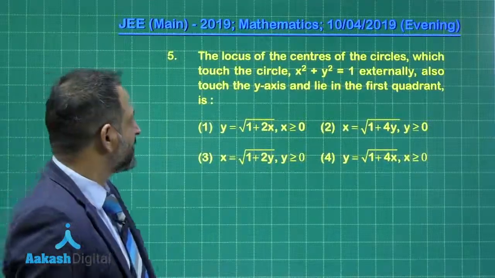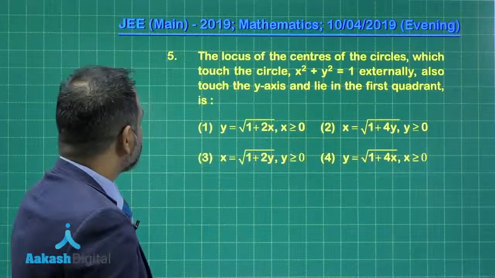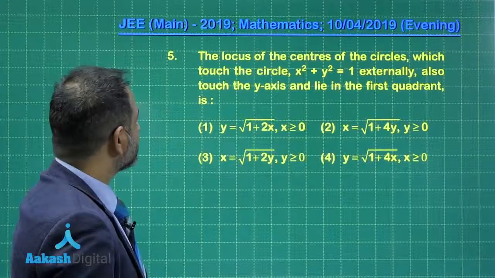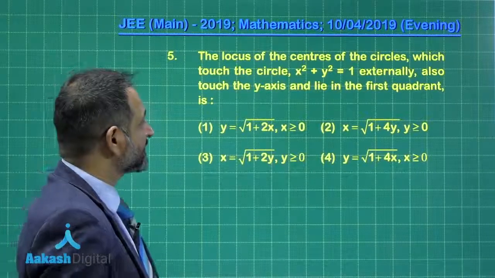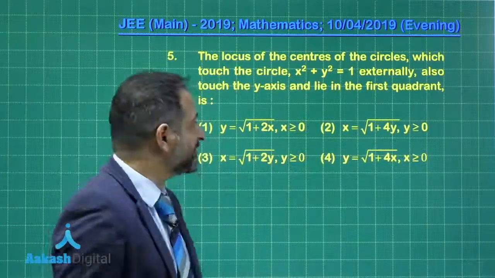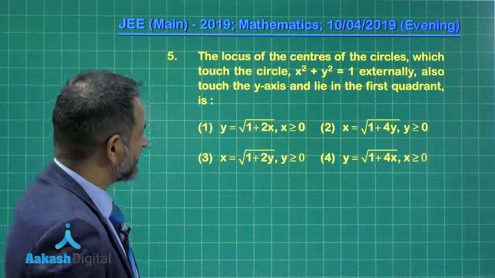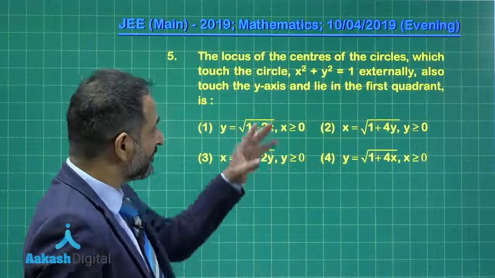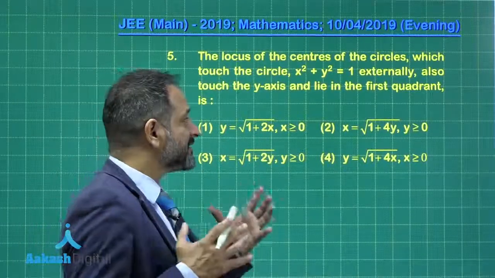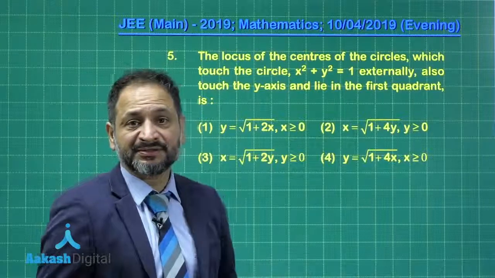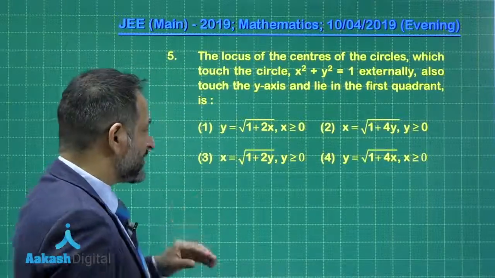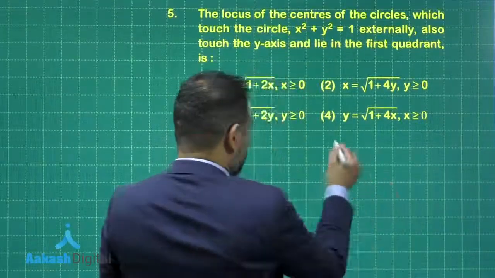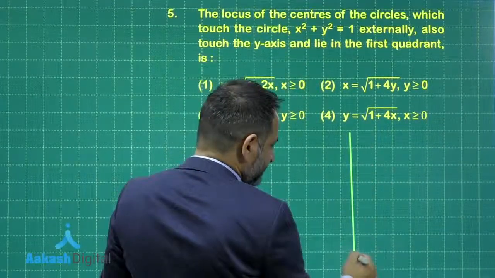The next question which is coming up here is a question from coordinate geometry related to the locus. The locus of the centers of the circles which touch the circle x square plus y square is equal to 1 externally and also touch the y-axis. Now this is again a very repeated problem and again an easier one. In the first quadrant there is a circle which is touching this fixed circle whose center is at the origin. So let us check this first from the figure, what actually is given to us.